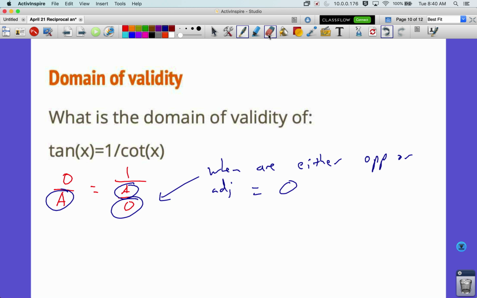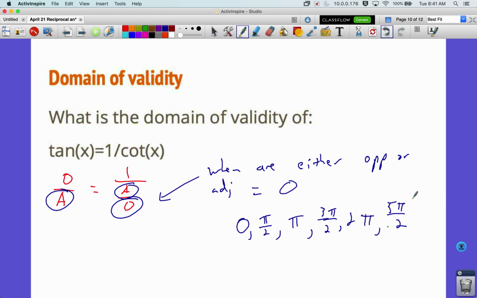So we've got to kind of combine our two lists. So opposite was equal to 0 at 0, pi, 2 pi, and so on. Adjacent was equal to 0 at pi over 2, 3 pi over 2, 5 pi over 2, and so on. So how do I represent all of these?